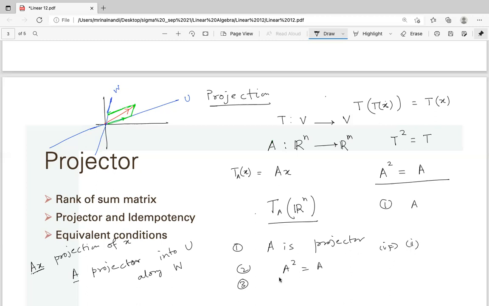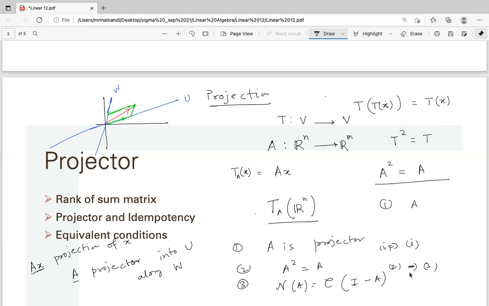Now, one more equivalent condition is that the null space of A is the same as the column space of identity minus A, and you can easily prove from that 2 implies 3. That is easy. If you assume that A square equals A, then it is clear. What is the null space of A? That means A multiplied by I minus A. You have to prove this is 0.